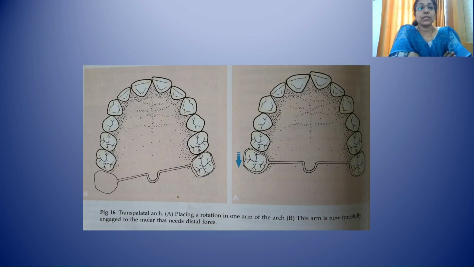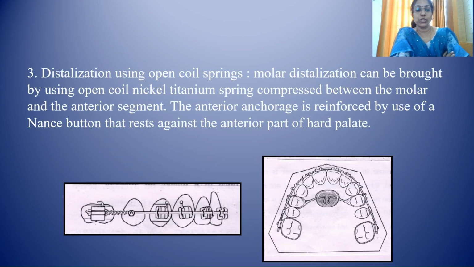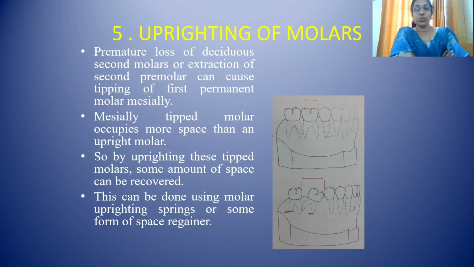The next is a transpalatal arch. Okay, this transpalatal arch, by placing a rotation in one of the arms, that is shown in the first picture, this arm is now activated, and when this is engaged onto the molar, it will bring about a distal force. Okay, this is also a picture of a molar distalizing appliance. The coil springs are used to distalize.